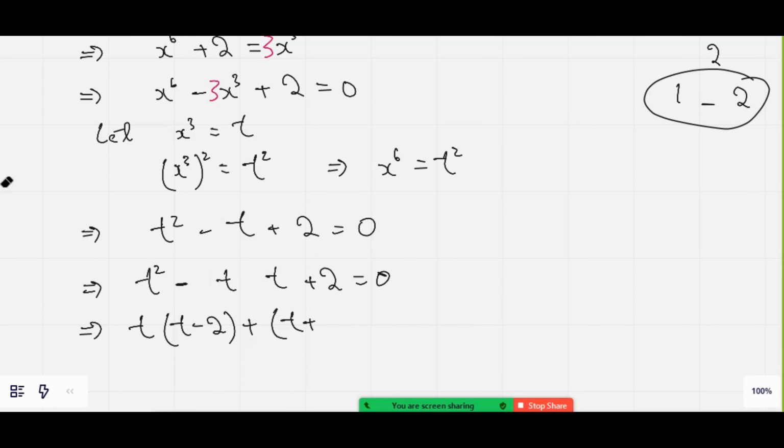Let me just adjust everything here. So this is 3t. Okay, so 2 and 1 on addition giving you the middle term coefficient. So I'm having minus 2t minus t. Now minus 1 is common, so inside the bracket, t minus 2 is left. There you go.